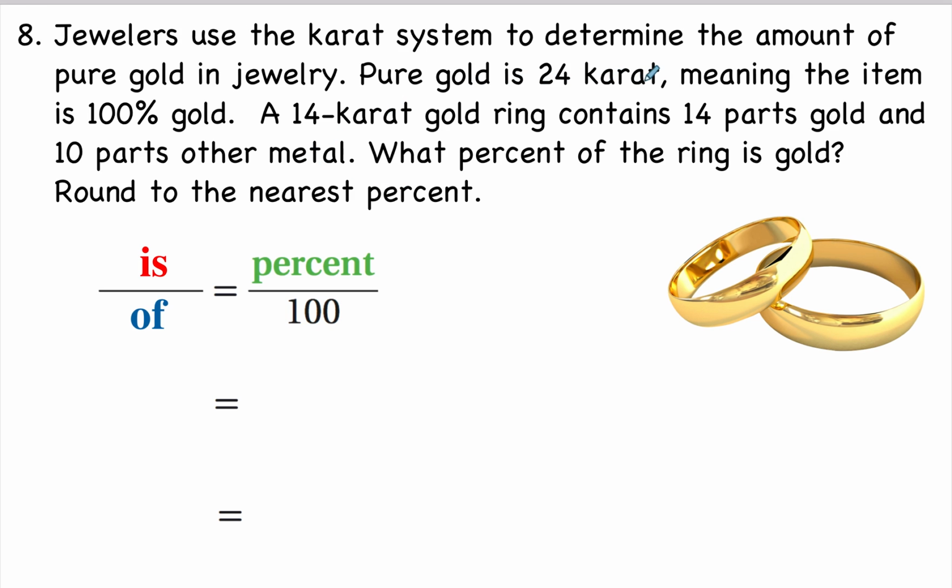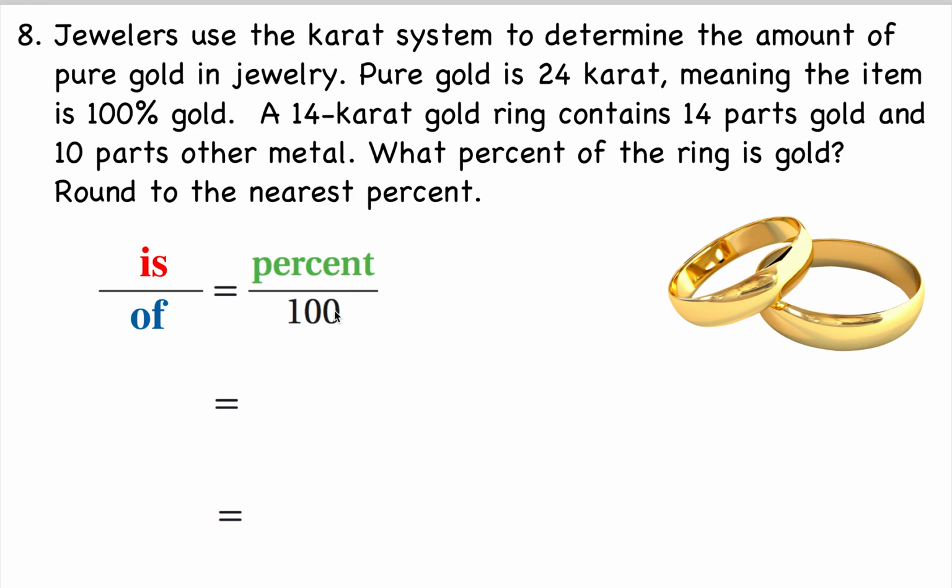Jewelers use the carat system to determine the amount of pure gold in jewelry. Pure gold is 24 karat, meaning the item is 100% gold. So when you hear something is 24 karat, that means it's solid gold. It's 100% gold. There's no impurities. A 14 karat gold ring contains 14 parts of gold and 10 parts of other metal. What percent of the ring is gold? Round to the nearest percent. So we can use this is over of is equal to percent over 100. So we know that a 24 karat is 100%, right?